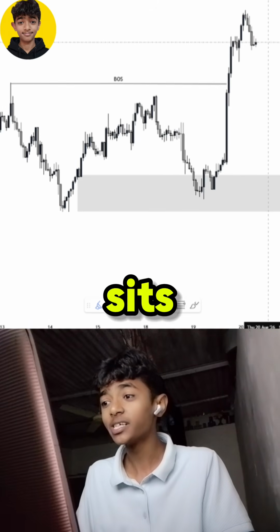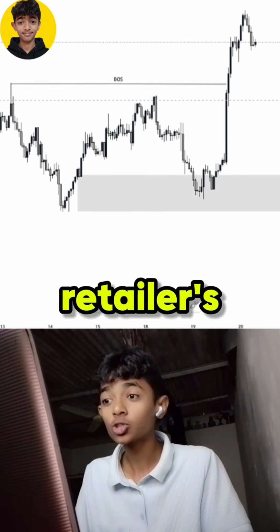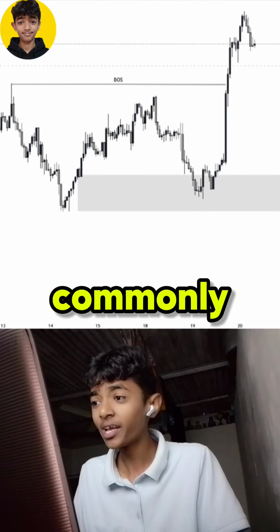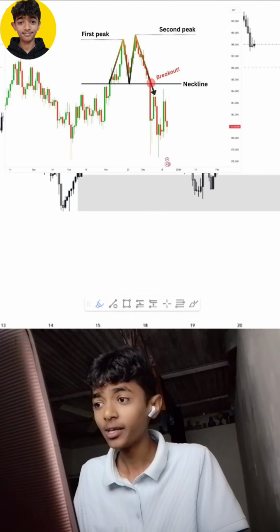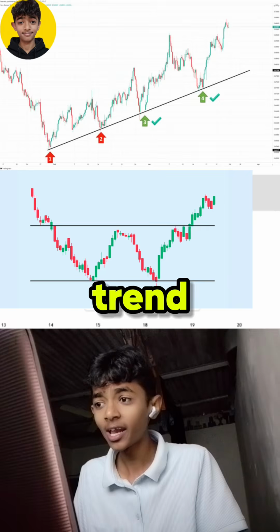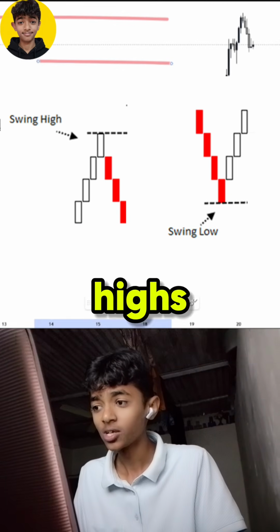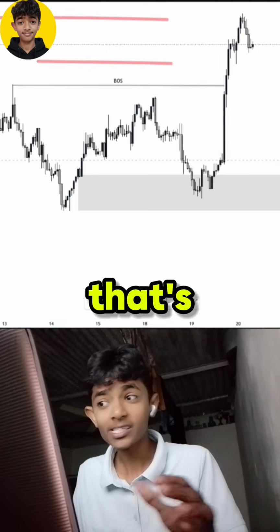So liquidity sits at the retailers' stop losses. Retailers commonly enter on double tops, double bottoms, trend lines, support and resistance, or highs or lows. So that's it.